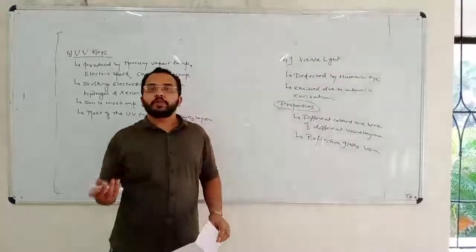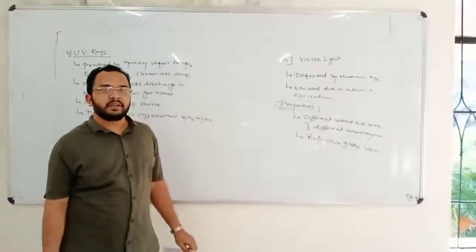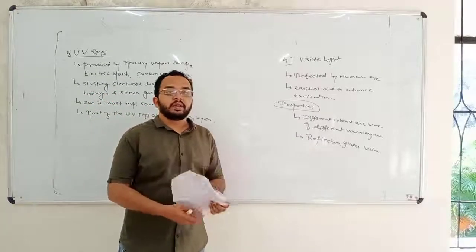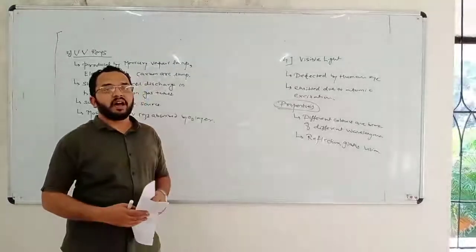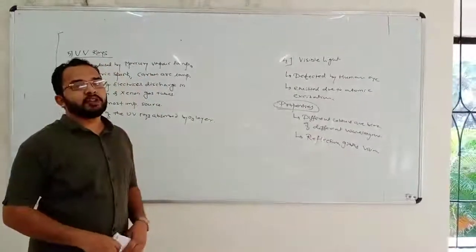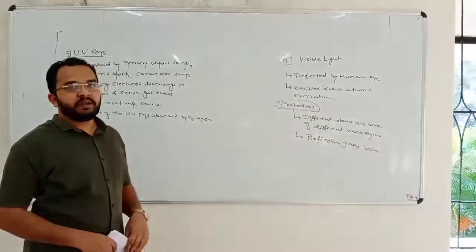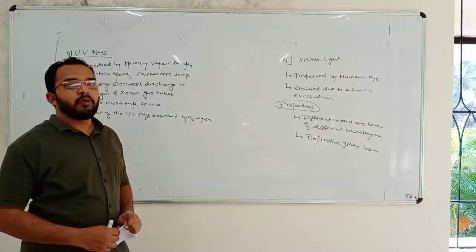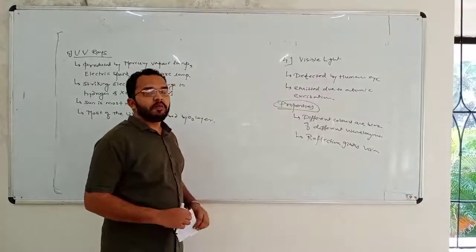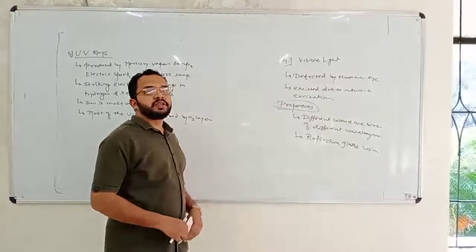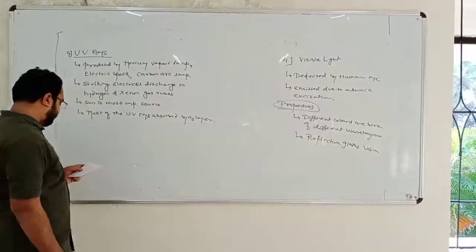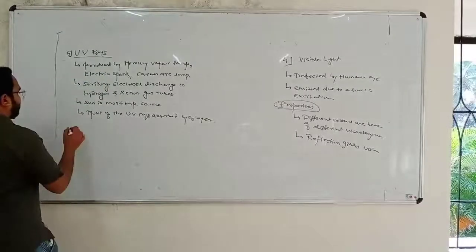But the ozone produced near the Earth's surface because of pollutants is bad ozone, which will increase the temperature of our Earth; that is called global warming. And that ozone is produced because of NOx emission, NO2 emission, because of automobile pollution, diesel engine emission or petrol engine emission. NOx is the product of nitrogen oxides. Now the properties of UV rays.